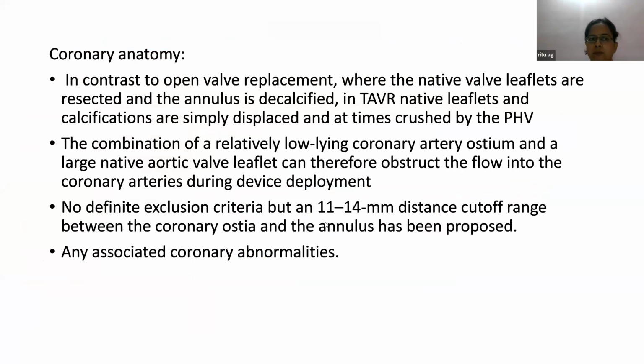Now there is no definite exclusion criteria, but most cardiologists that I've worked with have a minimum 10 mm cutoff. So that ranges from 11 to 14 mm, but they would not do it for less than 10 mm. So if the coronary ostia are less than 10 mm in height from the annulus, then a TAVR procedure is not usually done. And then any other anomalies of the coronaries, like an anomalous coronary artery origin or significant coronary artery stenosis, can also affect the procedure.